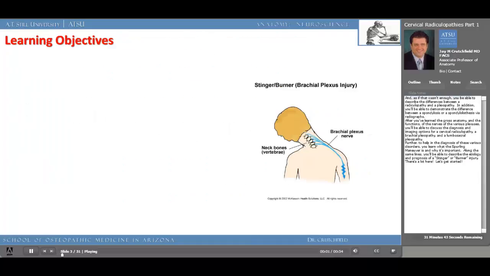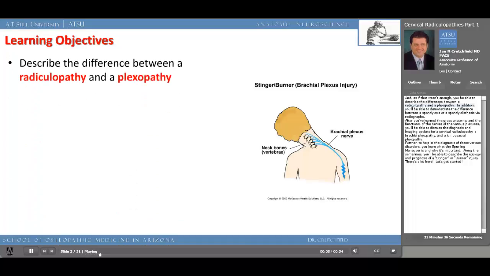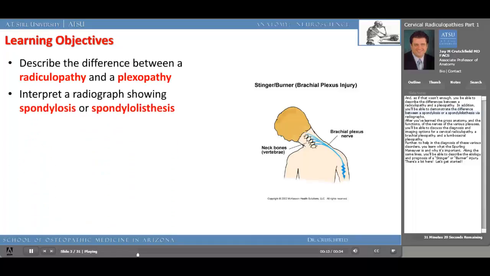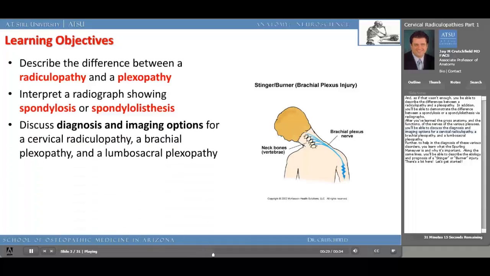And if that wasn't enough, you should be able to describe the differences between a radiculopathy and a plexopathy. In addition, you'll be able to demonstrate the difference between a spondylosis and a spondylolisthesis via radiographs. After you've learned the gross anatomy and the functions of the nerves of the various plexuses, you should be able to discuss the diagnoses and imaging options for a cervical radiculopathy, a brachial plexopathy, and a lumbosacral plexopathy.